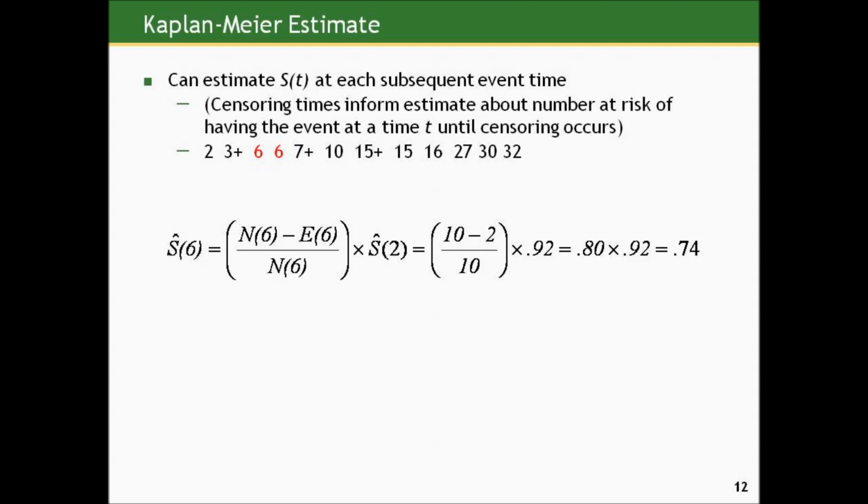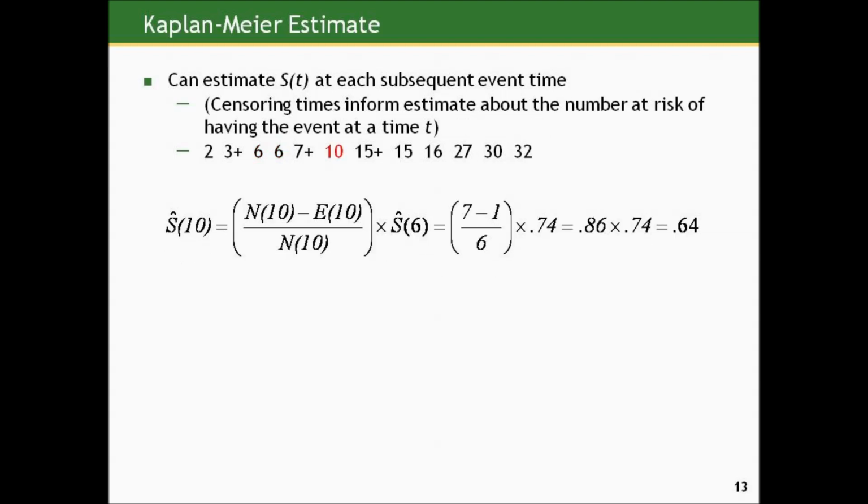So 80% of the people who could have had the event at time 6 did not and survived beyond time 6. And what percentage of the original sample do we estimate was still around going into time 6? It was the 92% who made it beyond the previous event time, time 2. So putting this all together, 80% of the 92% of the original sample who were around to have the event did not. So cumulatively, we estimate 74% of the original sample made it beyond time 6 without having the event.